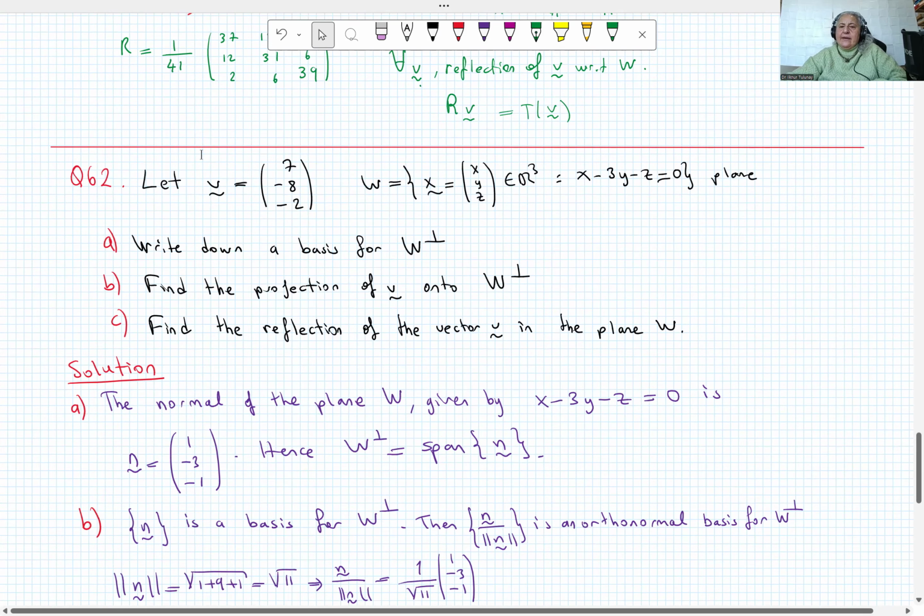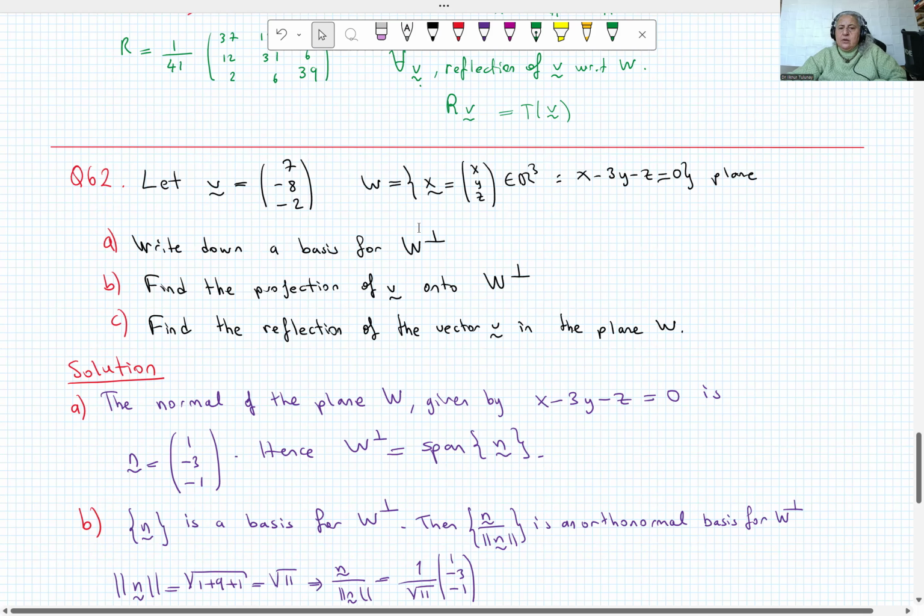In this case, we have W. V is a vector, and W is again a plane, but this time it's given by a plane equation, x minus 3y minus z is equal to 0. We want to write down a basis for the complement, find the projection of V onto the complement, and find the reflection of V in the plane W.